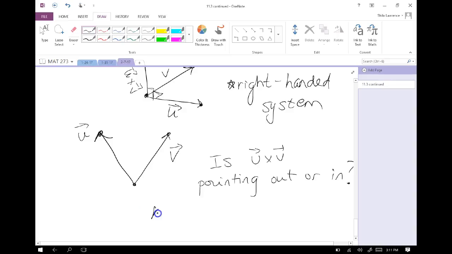So the answer is, Arturo is right. This one, U cross V, is going to go into the board. Those are both supposed to be 90-degree corners. The U cross V is going into the board. It's perpendicular to both U and V, but on different planes.